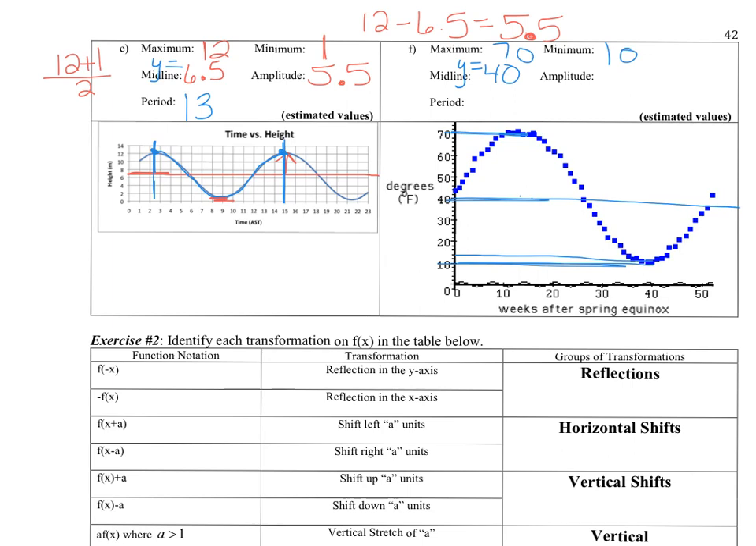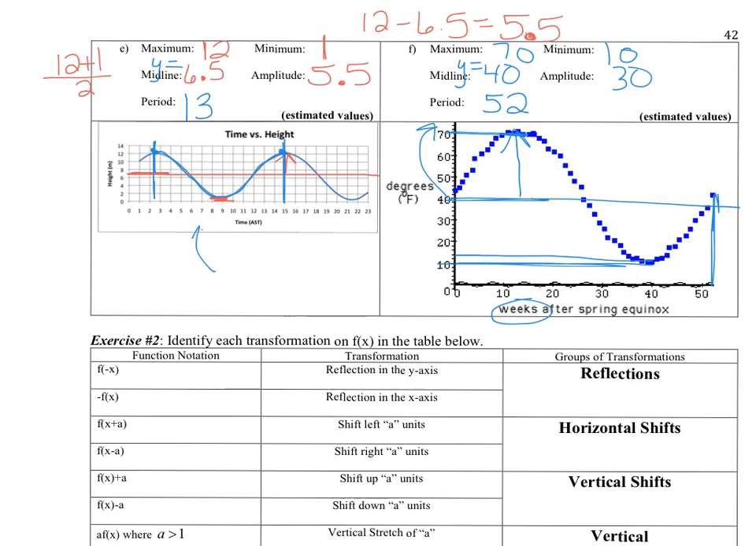The amplitude from 40 up to the top, right? 40 up to 70 is 30. And the period here, if I look at it, it looks like it's a little past 50. And if we were in class, we would talk about, well, why is that true? This is a graph of the temperature over the year. We have weeks at the bottom here, so we kind of expect the temperature to be cyclical over a 52-week period. So if you had 50, that's fine. I'm going to write 52 here.